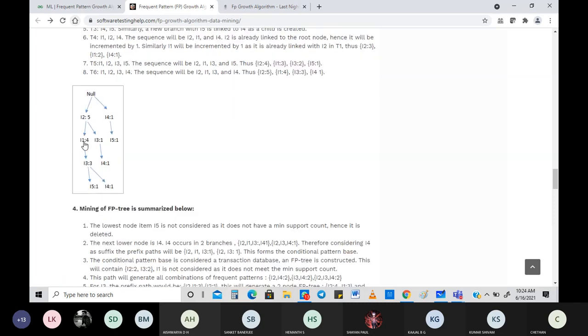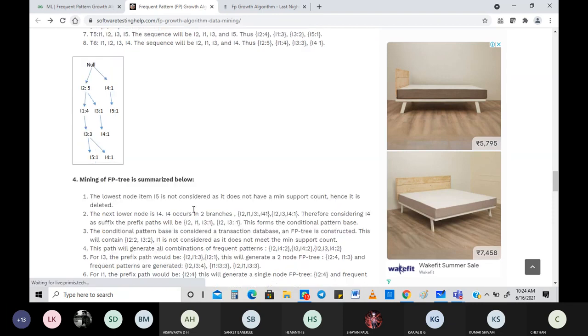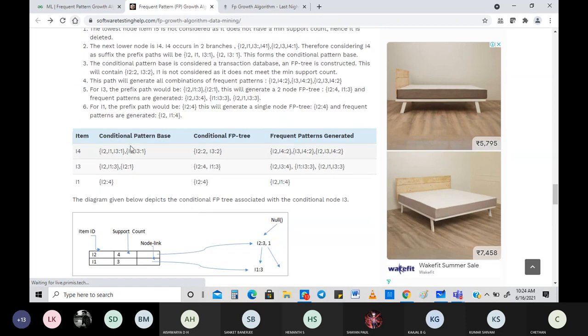Okay, once you get this entire tree, what is very important? You just have to figure out the rules of it. The rules are the last part of it. This is something you want to keep in mind. So this is the conditional pattern base, conditional FP tree, frequent items, pattern generated. Everything is got through like this. So this is an example.